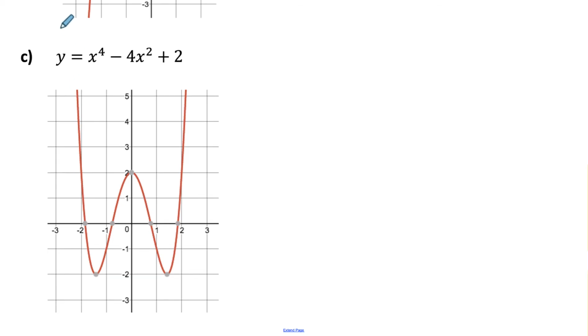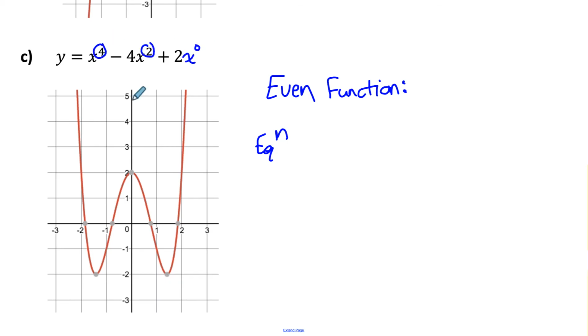Part C. So part C, I can tell this is an even degree function, but is this even degree function also an even function? Yes, it is. I can tell that from both the equation and the graph. I can tell from the equation because if we look, all the terms are even degree. Degree 4, degree 2, and degree 0. Those are all even. And from the graph, I can tell that this is an even function because it has line symmetry, and that line symmetry is right down here, right down the y-axis.